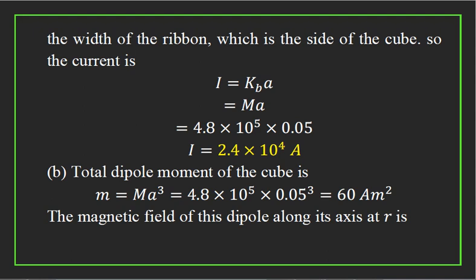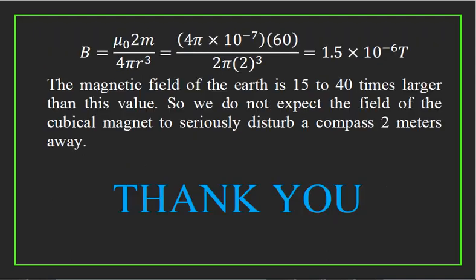Now the magnetic field due to this dipole along its axis at a distance r is as usual B equal to mu 0 into 2m by 4 pi r cube. So it is 4 pi into 10 raised to minus 7 into 60 divided by 2. 2 and 2 cancel, so it becomes 2 here. So 2 pi r is 2 meter, 2 cube. It will be 1.5 into 10 raised to minus 6 Tesla.